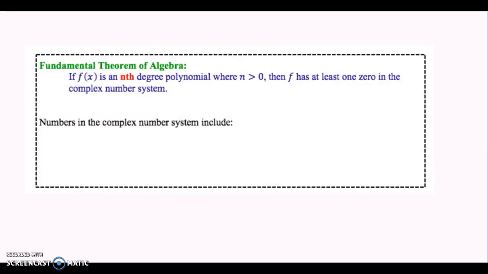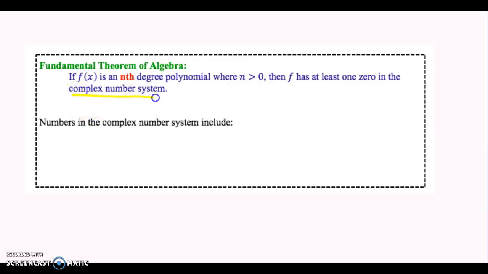Here's what the fundamental theorem of algebra says. If f is some nth degree polynomial, could be fifth, sixth, eighth, first, then f has at least one zero in the complex number system, provided that n has to be a positive number. Now, let's back up for a minute here.